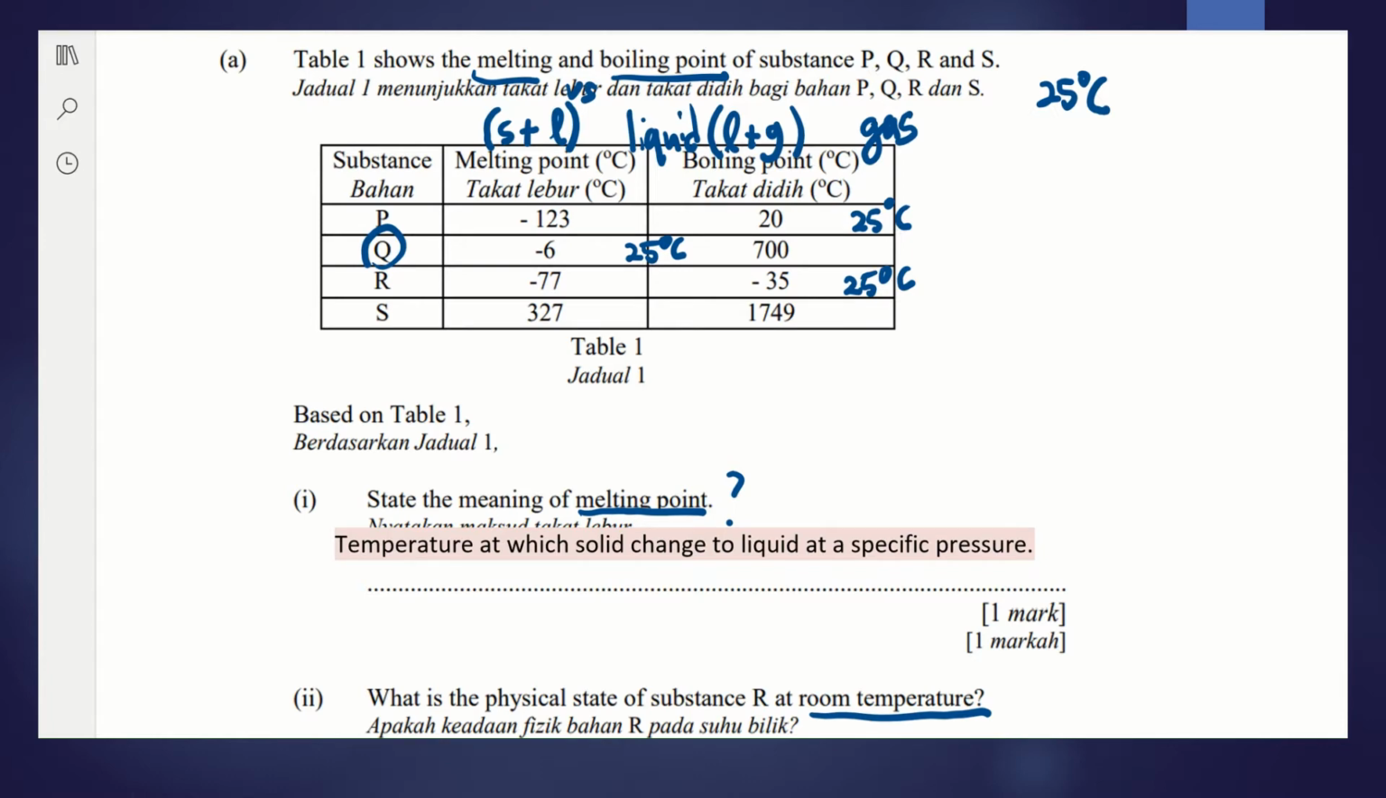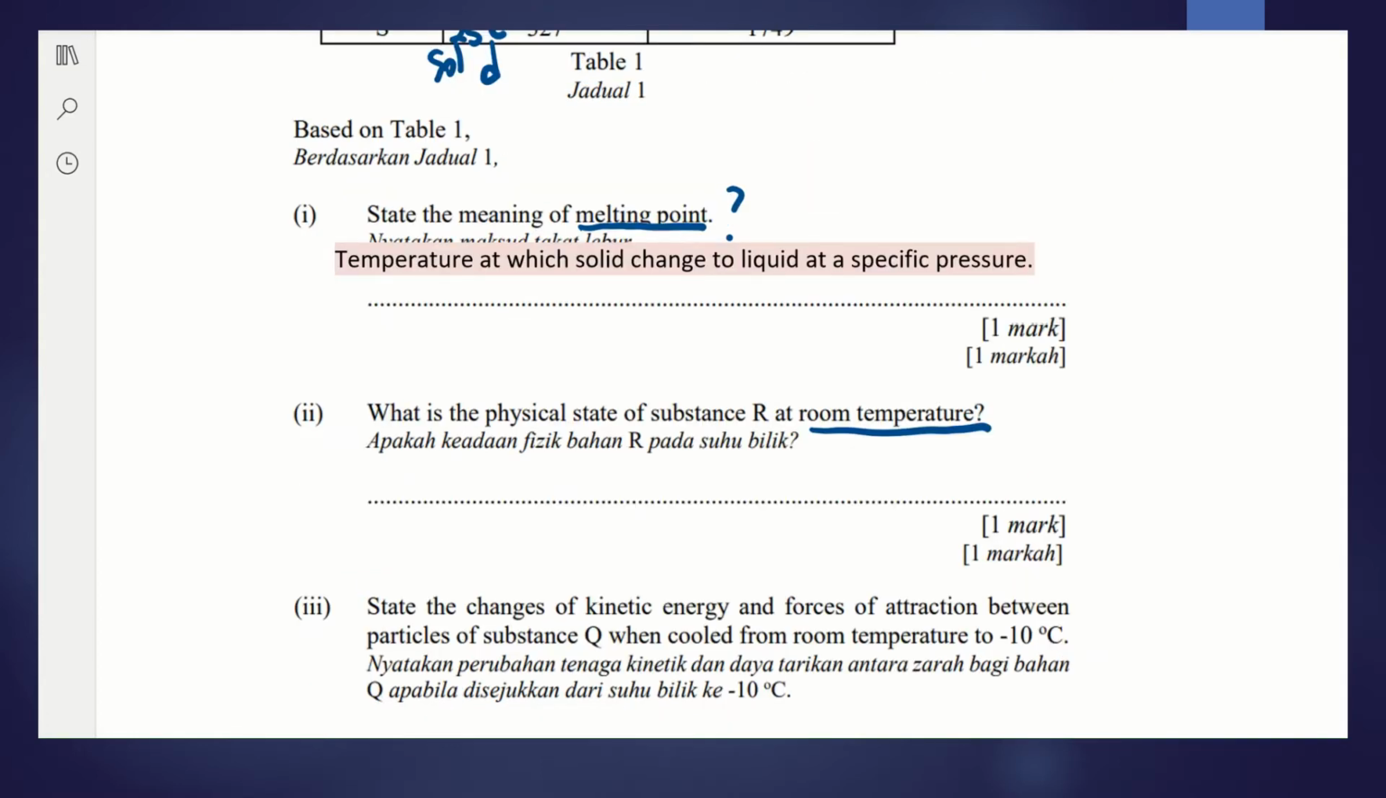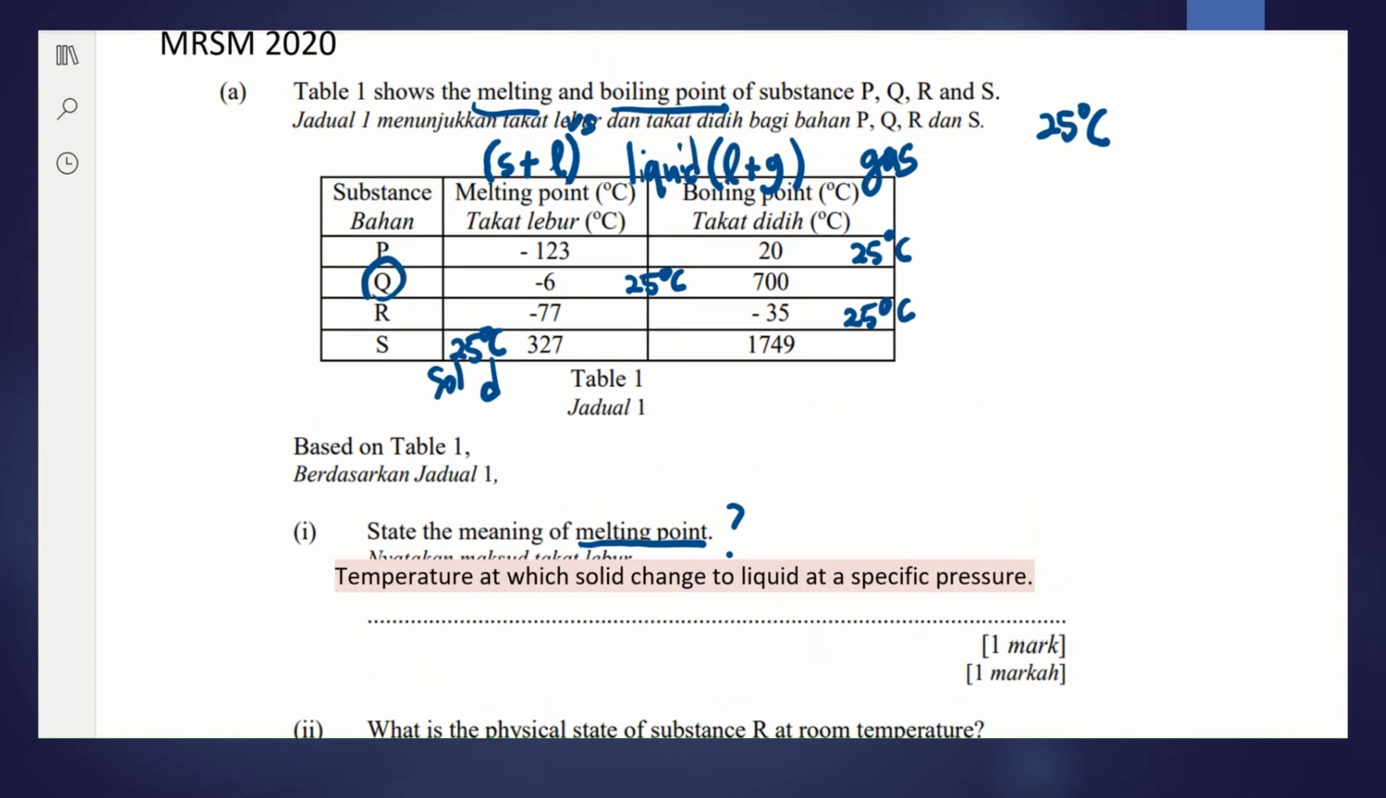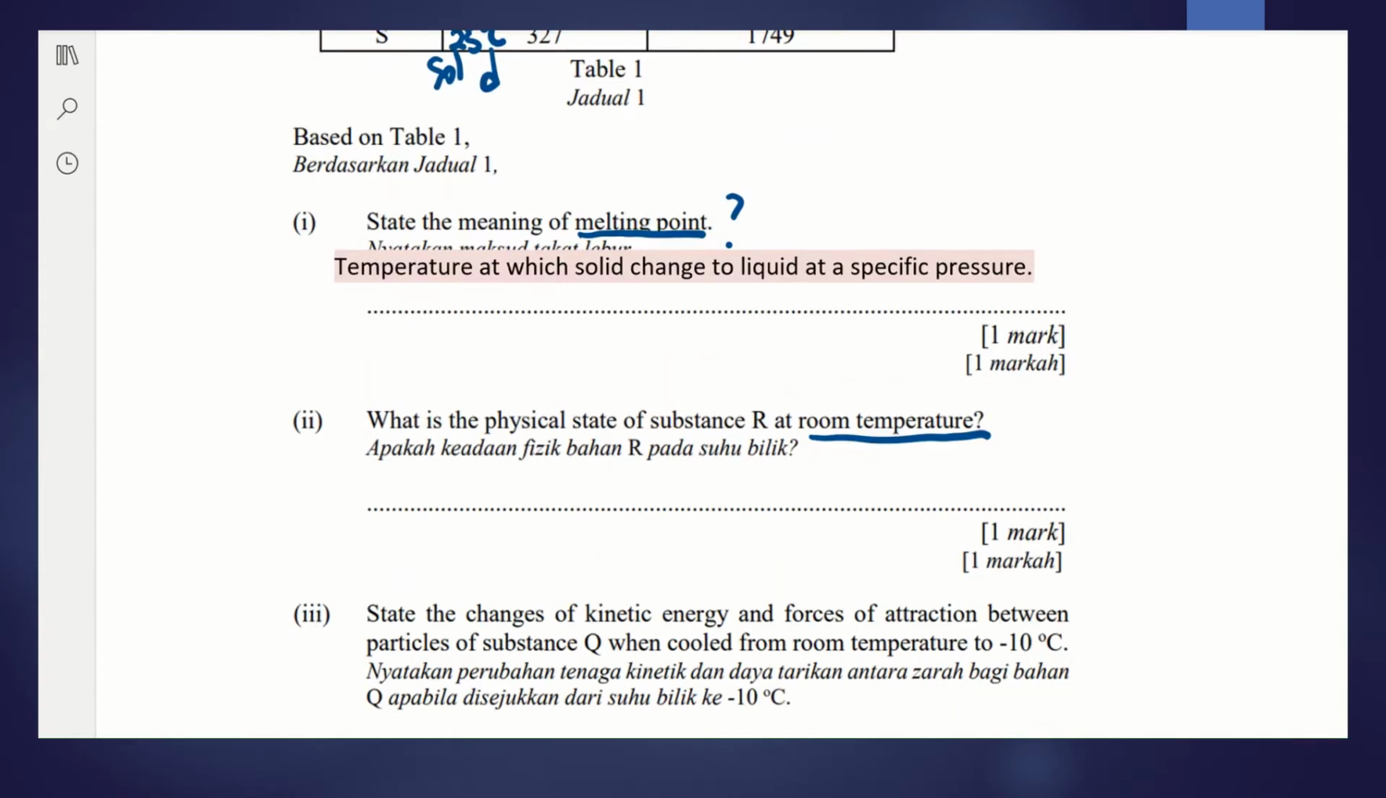For substance S, 25 degrees Celsius is lower than the melting point. So meaning that substance S exists as solid at room temperature. Okay, so the answer here, substance R exists as gas.